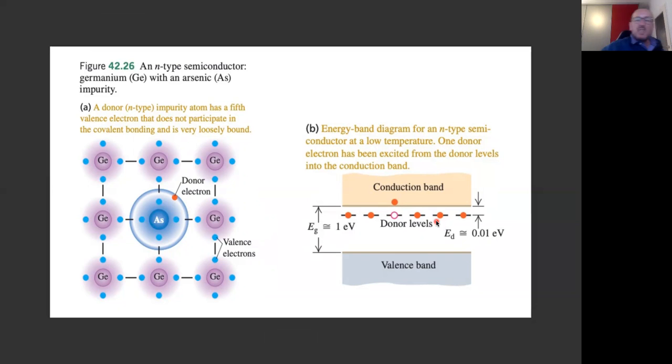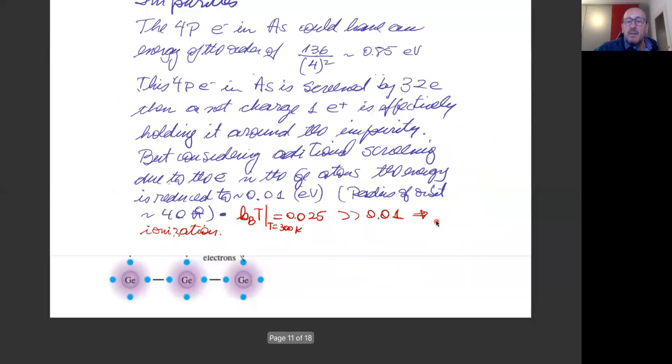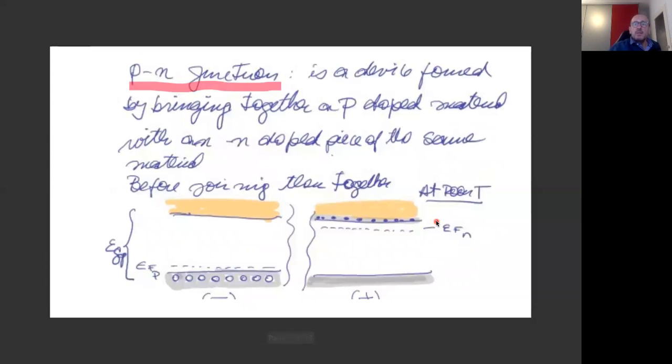And now you could think of forming a device by bringing a p-doped material together with an n-doped material of the same material, a p-doped piece with an n-doped piece, and bringing them together and seeing if we can form some sort of device. Because this would give singular electronic properties of the system.